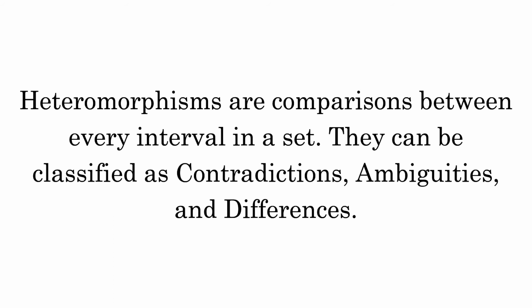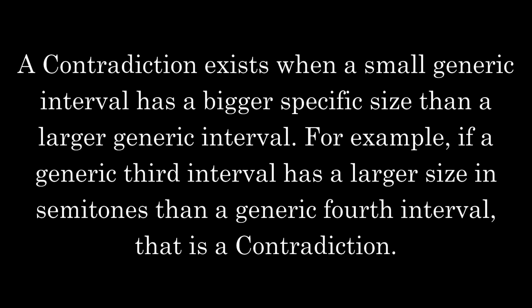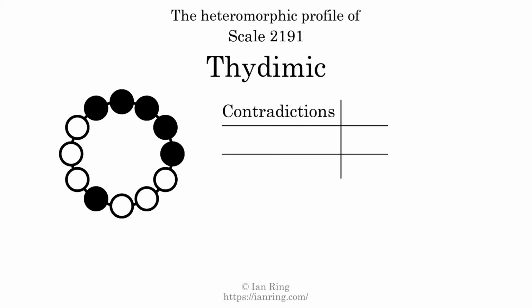They can be classified as contradictions, ambiguities, and differences. A contradiction exists when a small generic interval has a bigger specific size than a larger generic interval. For example, if a generic third interval has a larger size in semitones than a generic fourth interval, that is a contradiction. The number of contradictions in this scale is 41.